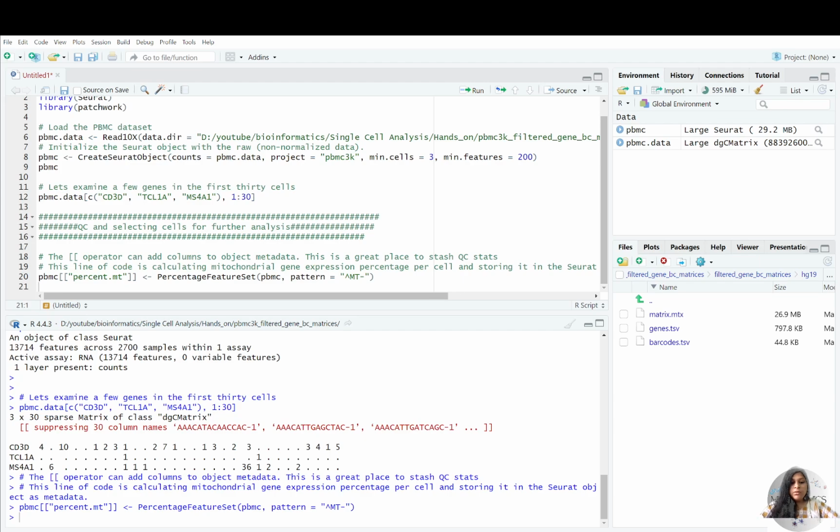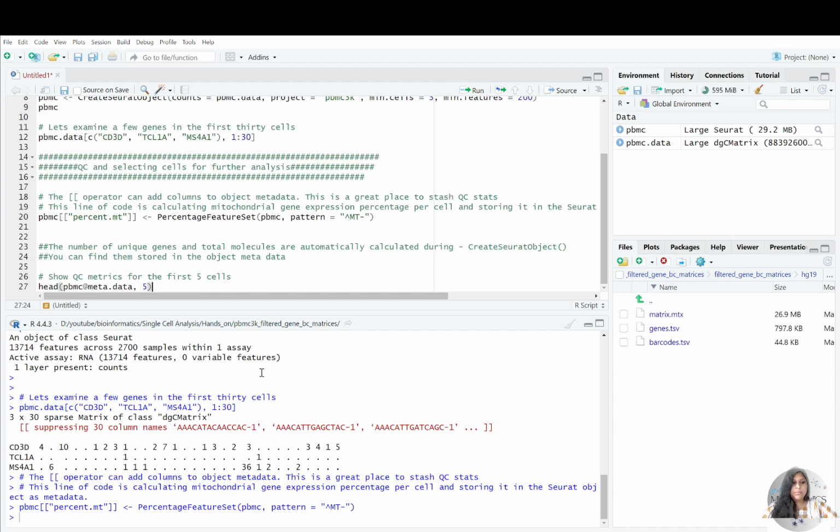Now for visualizing this, the number of different types of genes and the total molecules, that is how many RNA molecules are present, you don't need to calculate. We have to only calculate the mitochondrial expression pattern, that's it. All the other things, that means the unique genes and the total number of UMIs, are already calculated when we had created our Seurat object. You can find them stored in the object metadata.